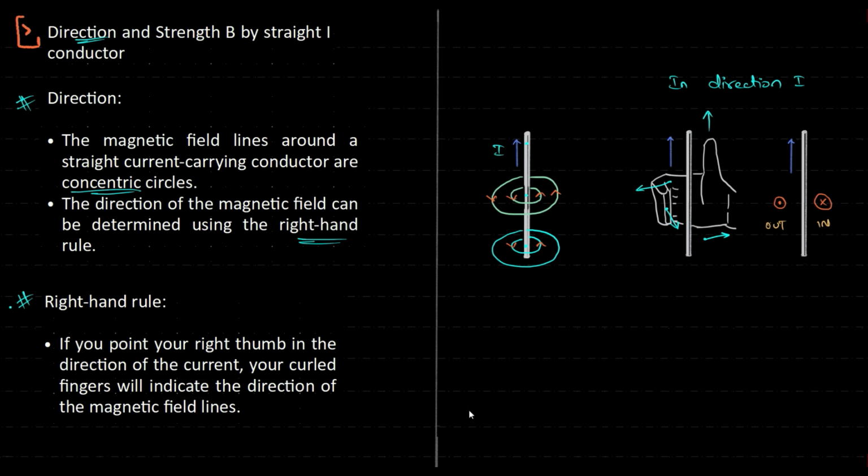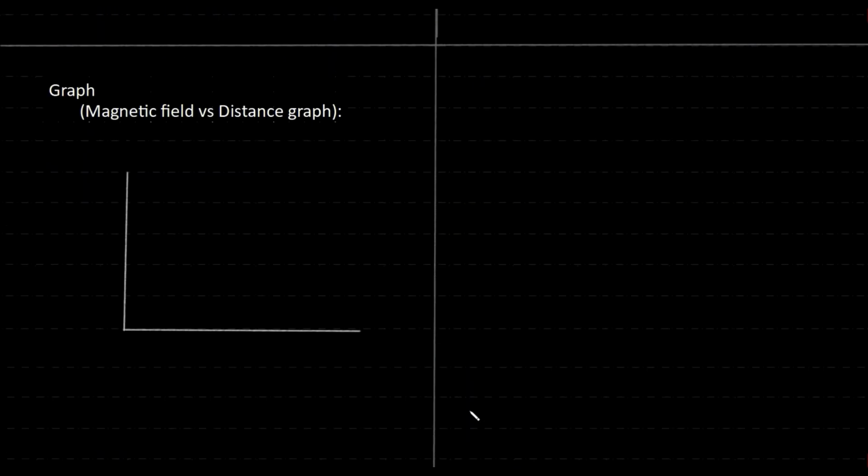Okay guys, next we have the graph for magnetic field versus distance. Magnetic field by a straight wire. So this is your B and that's your distance. So how does it vary? It will vary this way.